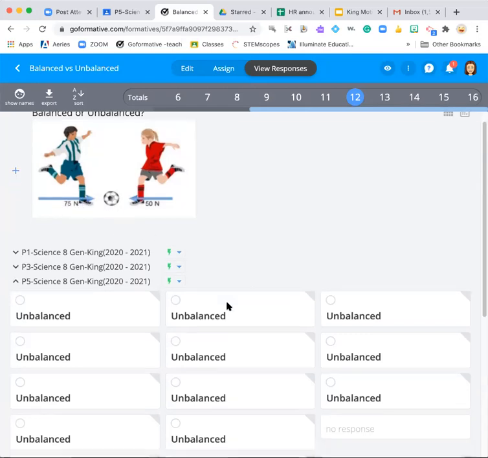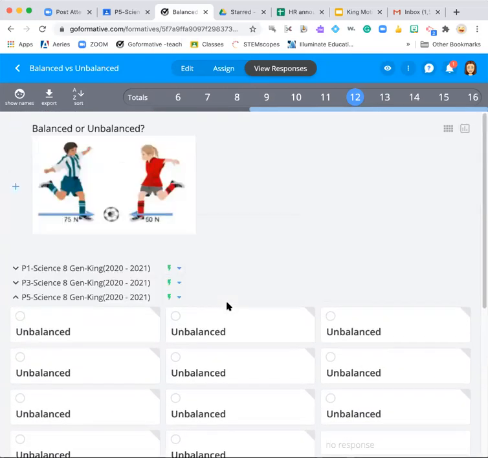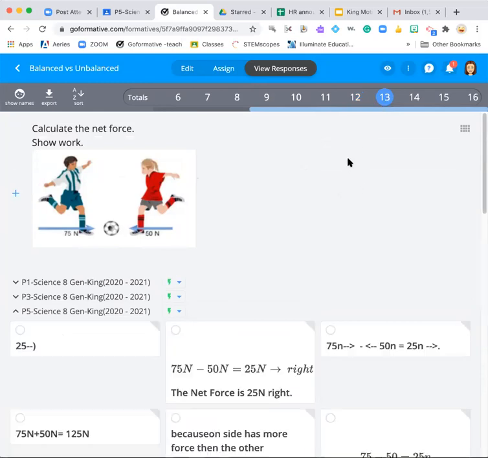Okay, good. So number 12, it should be unbalanced. And I'm scrolling through here and you all said unbalanced. Beautiful. Because they're not equal. They are opposite, but they're not equal. Now number 13. Since they're going in opposite directions, we are going to subtract them. So 75 minus 50 is 25 newtons.